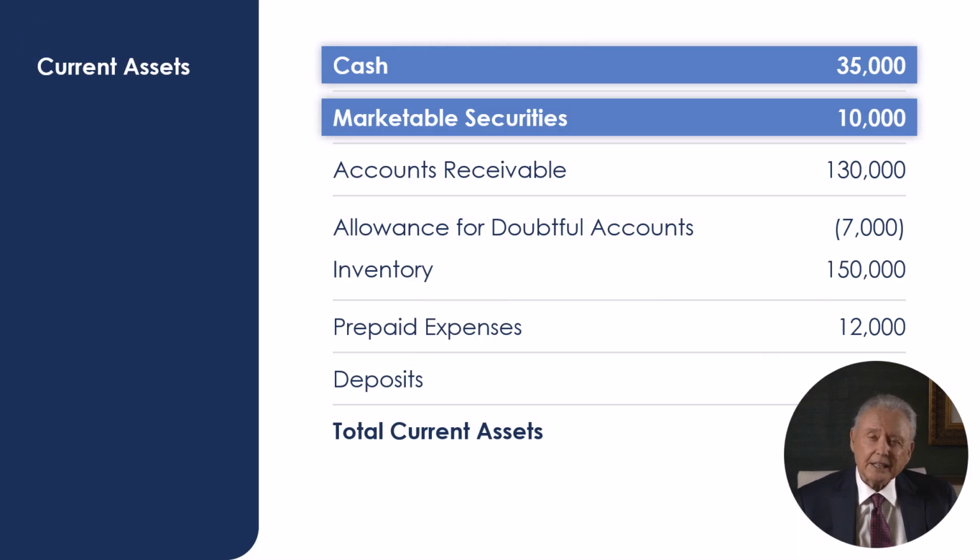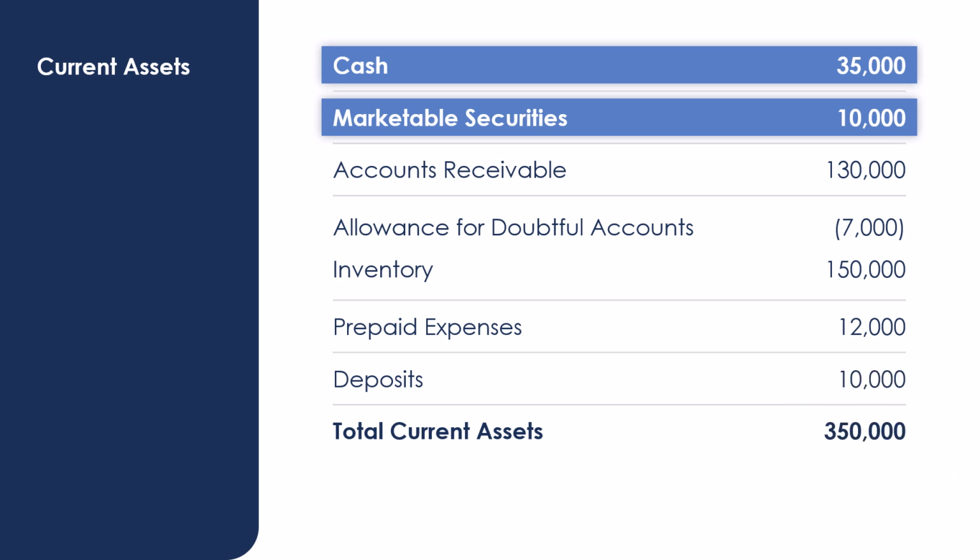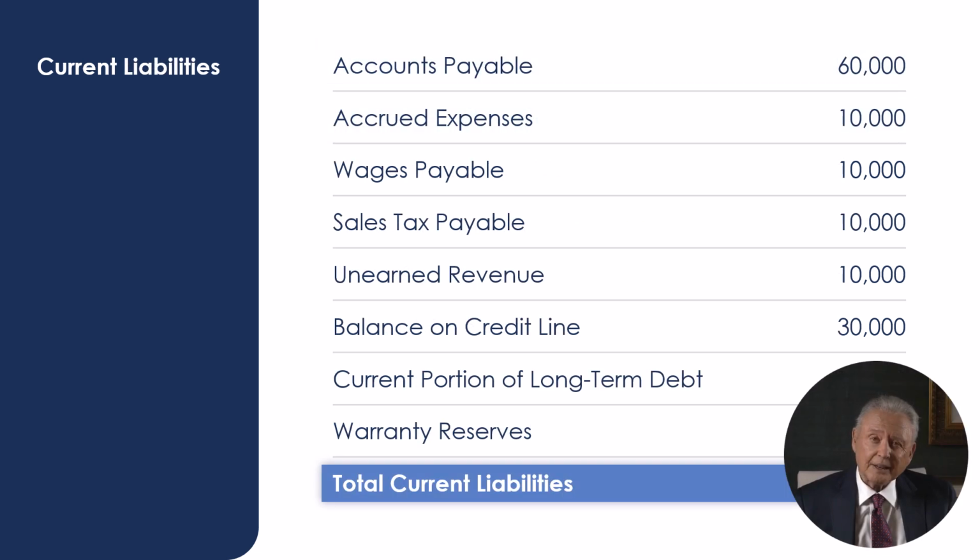Here we see cash and marketable securities. Cash, $35,000, plus marketable securities, $10,000. Total, $45,000 in cash and equivalents. Here we have total current liabilities of $150,000.